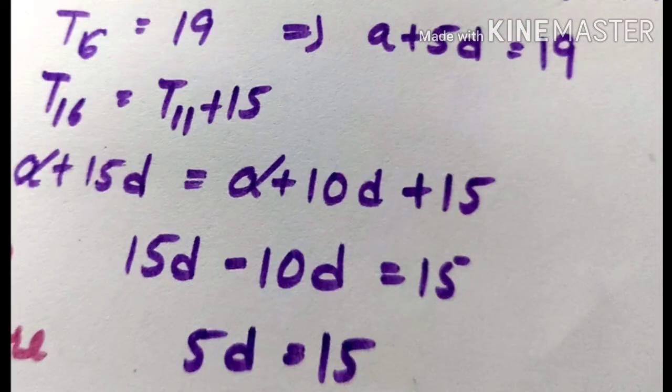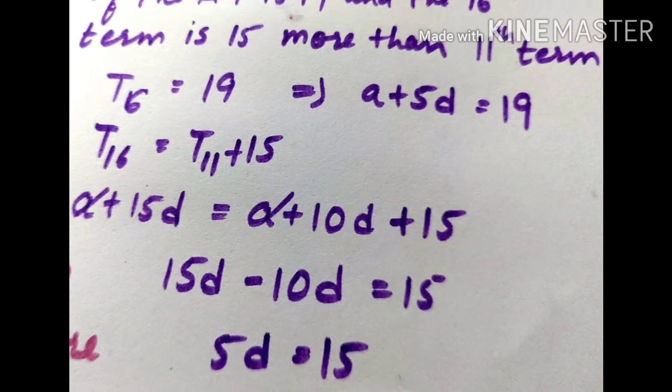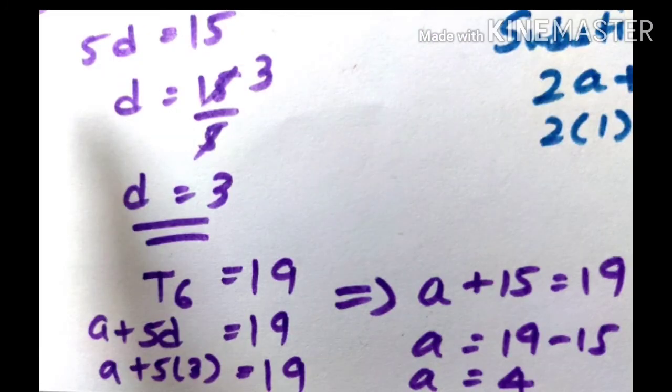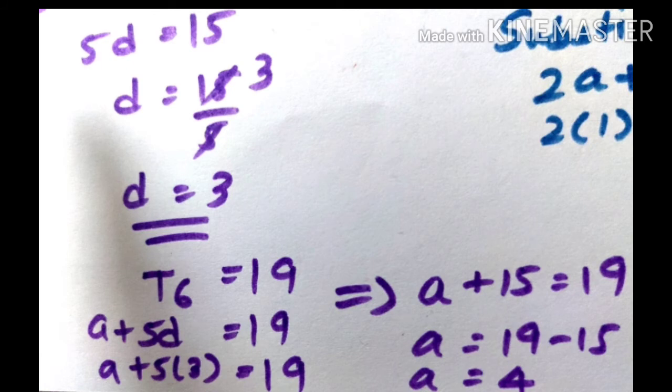So here we are left with 15D on the left side and 10D on the right side, which we take to the left side, so it becomes 15D minus 10D is equal to 15. Now 15D minus 10D is 5D, which is equal to 15. So we can find the D value like this. Next, D is equal to 15 upon 5, and by cancellation we get D equal to 3.